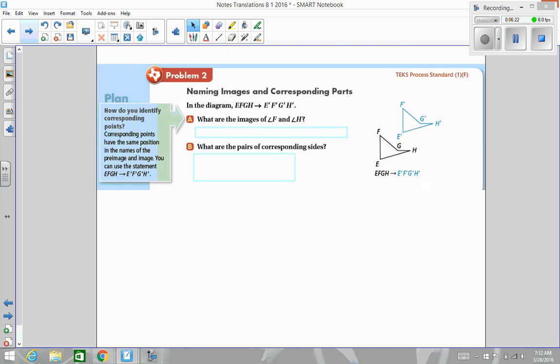All right, so it says here, what is the image for angle F and angle H? So if we look in the picture for angle F and angle H, the images would be angle F prime and angle H prime. And so then we're also looking at what are the pairs of the corresponding sides. So we have side EF, FG, GH, and EH, and what would be its corresponding sides? So EF would correspond to E prime, F prime. FG would correspond to F prime, G prime. EH, E prime H prime, and so on and so forth. This is just getting you to pick out the corresponding pieces of information.